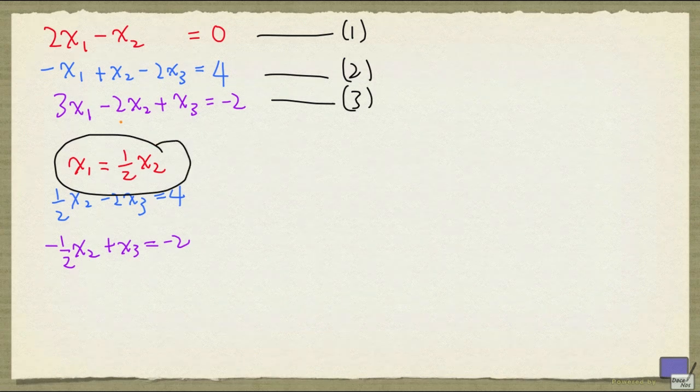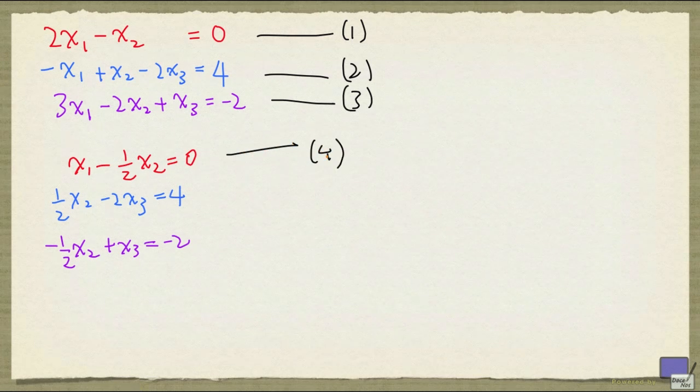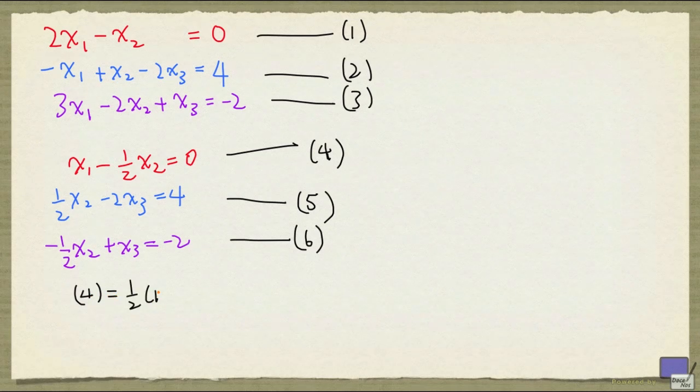Now let me rewrite this equation here. So I'm going to rewrite this as x1 minus 1/2 x2 equal to 0. And let me label these equations 4, 5, and 6. Now I can see from here that 4 is 1/2 times 1. This means that equation 4 is obtained from multiplying both sides of equation 1 by 1/2. And 5 is obtained from adding 1/2 times equation 1 to equation 2.